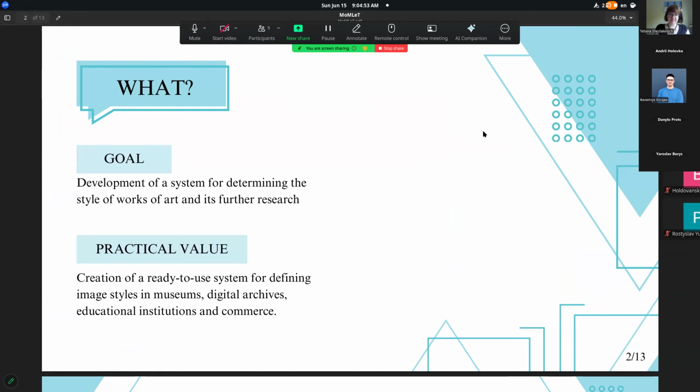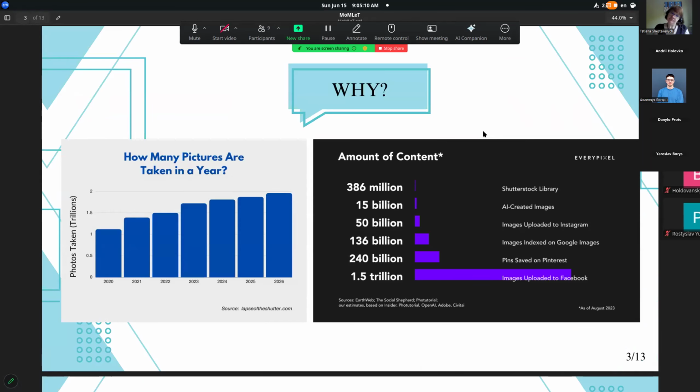But what is a style itself? It's a set of colors, compositional elements, drawing techniques, and other factors. Traditionally, defining style was the prerogative of art historians because it's a long and complex process that requires a great amount of knowledge. So, why do we need such a system for style classification at all?